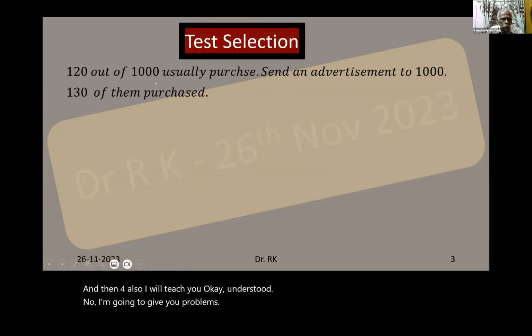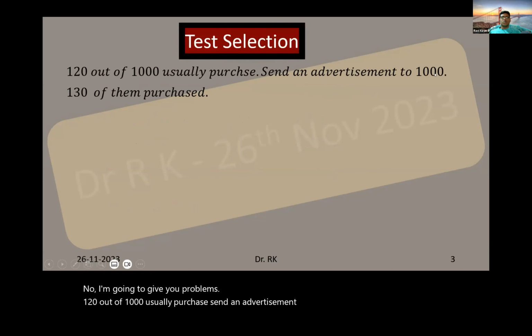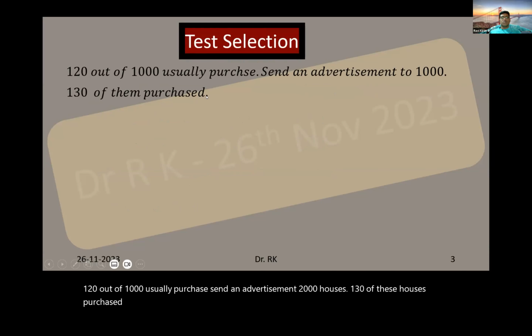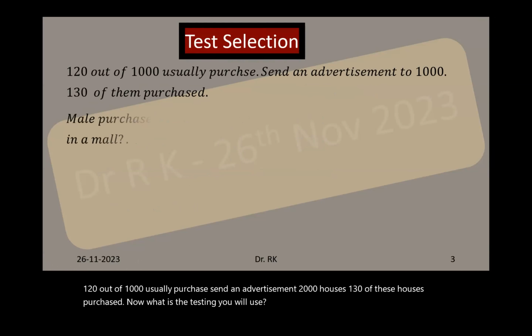Now I'm going to give you problems. 120 out of 1000 usually purchase. Send an advertisement to 1000 houses. 130 of these houses purchased. Now, what is the test you will use? Proportion. Very good. That's all.